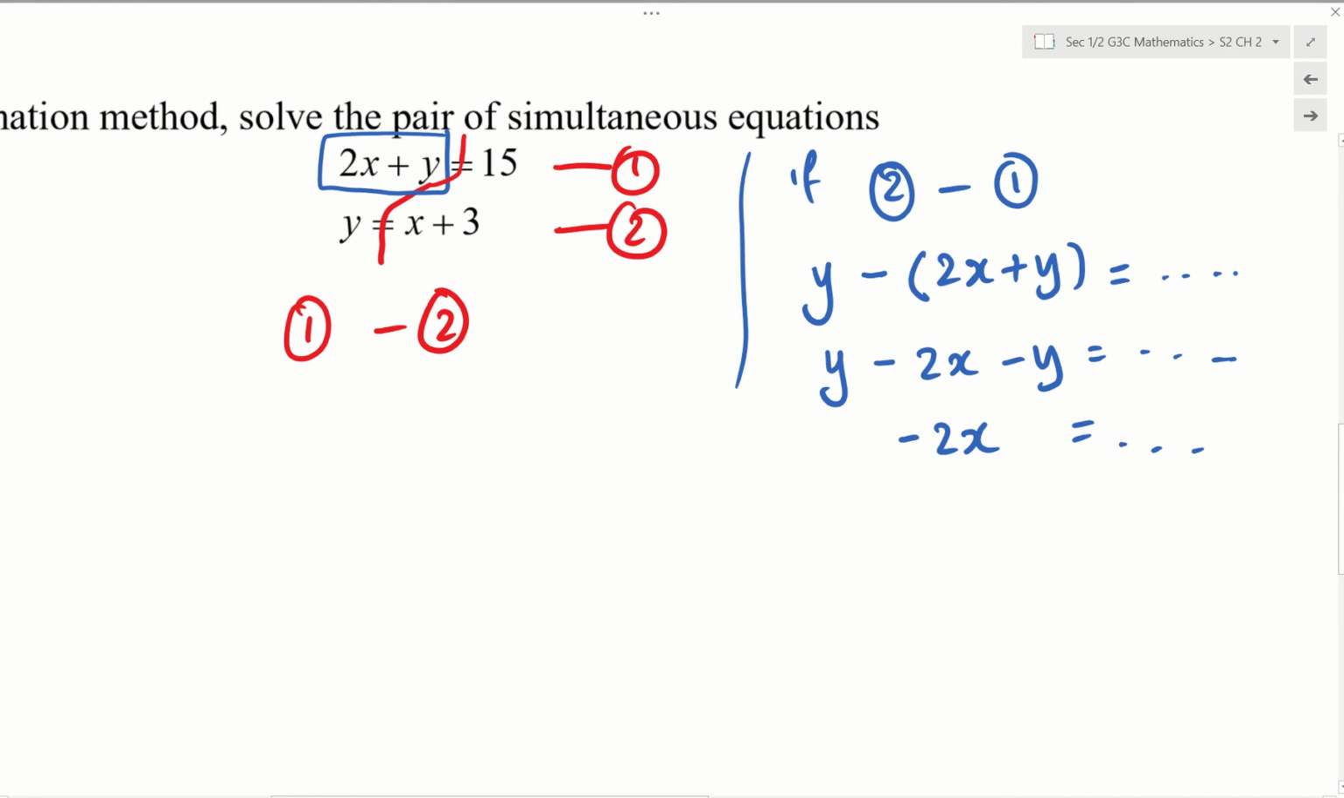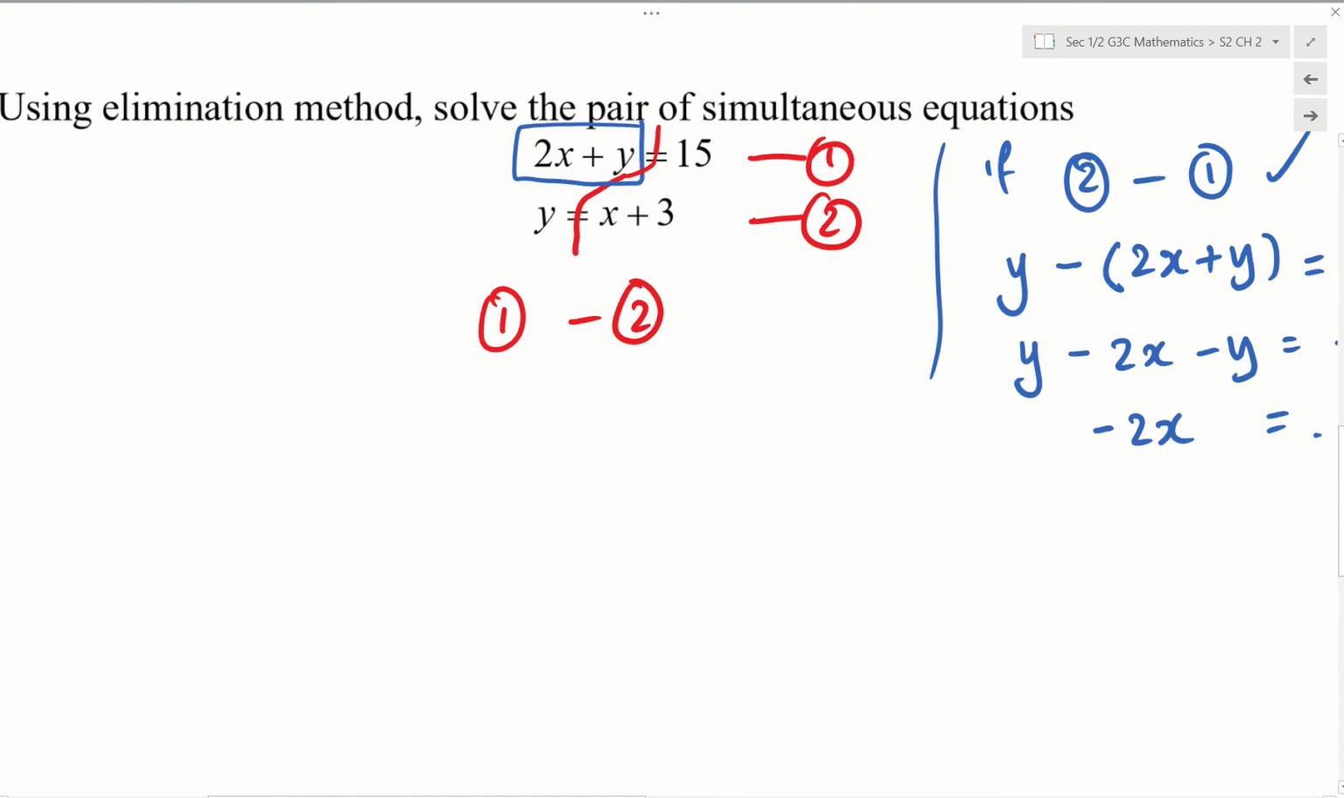Now this can still be done, but I would prefer my left hand side to be a positive number. There is nothing wrong here. This can be done also. You try it, you'll see that you get the same answer. But my preference is to end up with a coefficient that is positive.